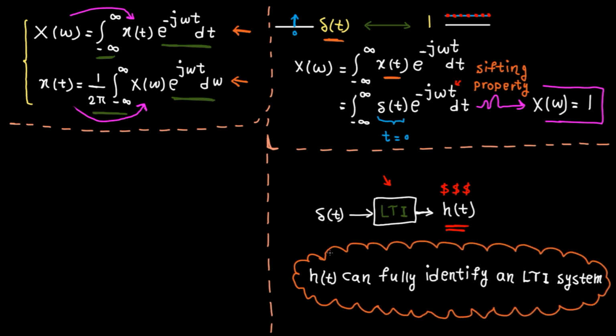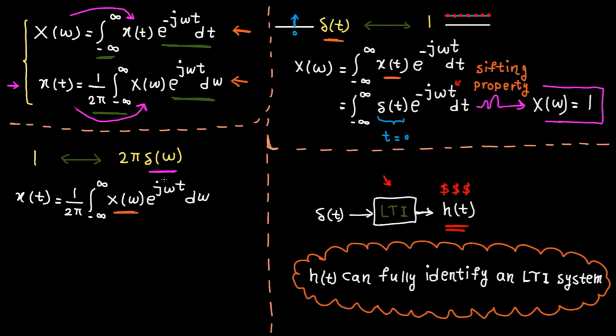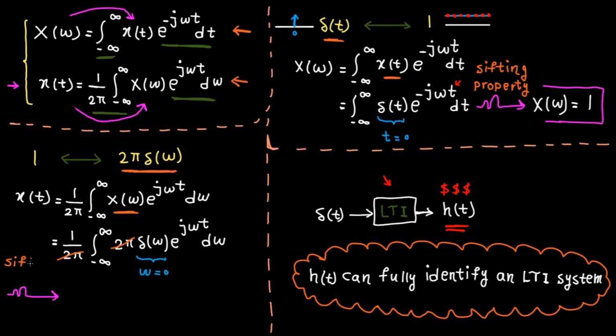Now let's move on to the next pair. If the signal is 1 in time domain, here's the Fourier transform. As we have delta function here, I prefer to use inverse Fourier transform because then I can use the shifting property. So let's start with this and replace X of omega with this signal. 2 pi is cancelled by 2 pi. This function is non-zero only at omega equal to 0. Again, based on the shifting property, we just need to replace omega by 0. So we get 1. That's it.